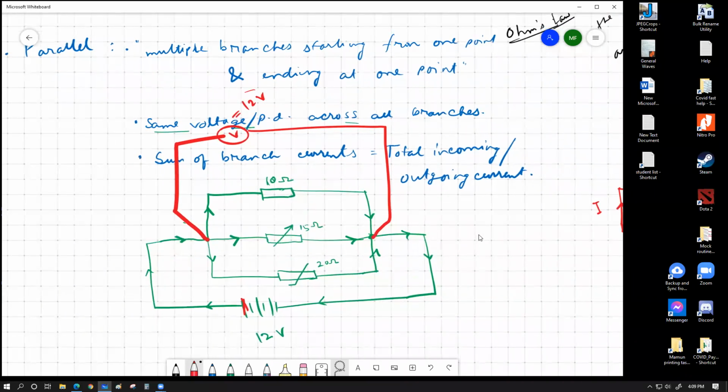Now what I need you to understand is that this 12 volt is equally applicable for this branch, and for this branch as well. Having a 12 volt connection means what? If you now connect a voltmeter over here, let's say I'm going to name them, this is voltmeter 1, and this is voltmeter 2.